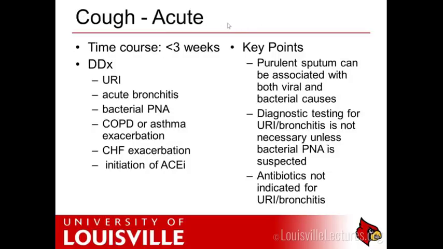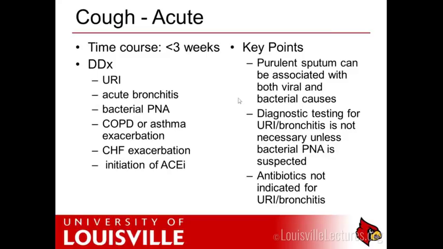All right, so we're going to go through some common complaints now. We got through what most people think of as the boring part of general internal medicine. So for cough, we're going to go through acute, subacute, and chronic. The acute time course is less than 3 weeks, and you have this differential diagnosis. The main ones you want to think about are URI and acute bronchitis, but the one that you don't want to miss is bacterial pneumonia.